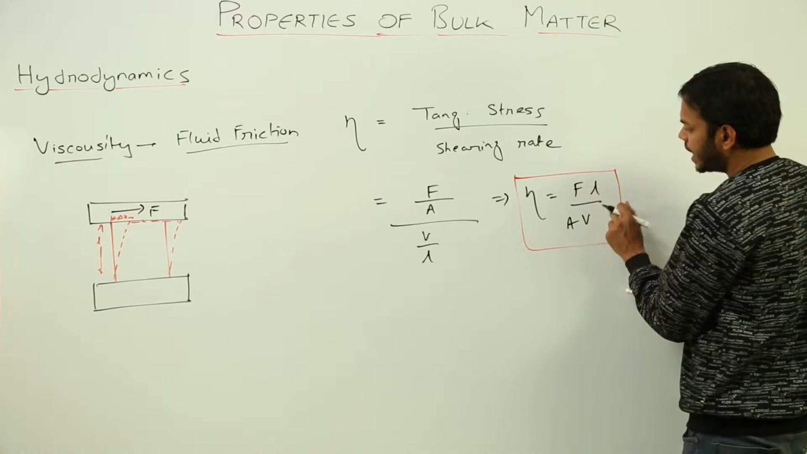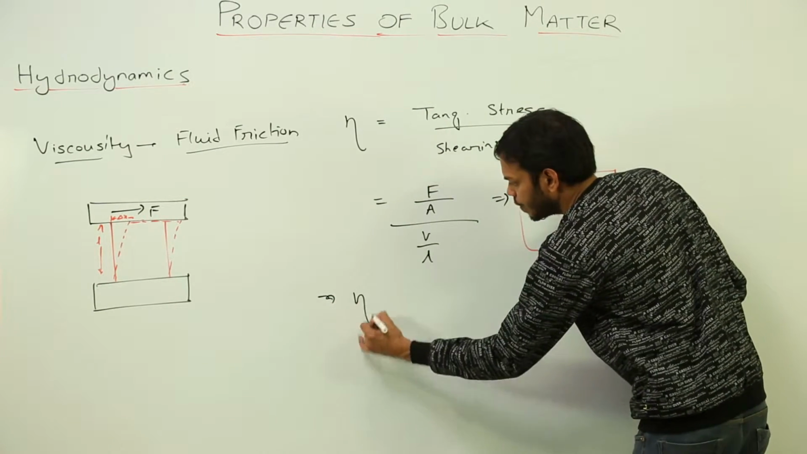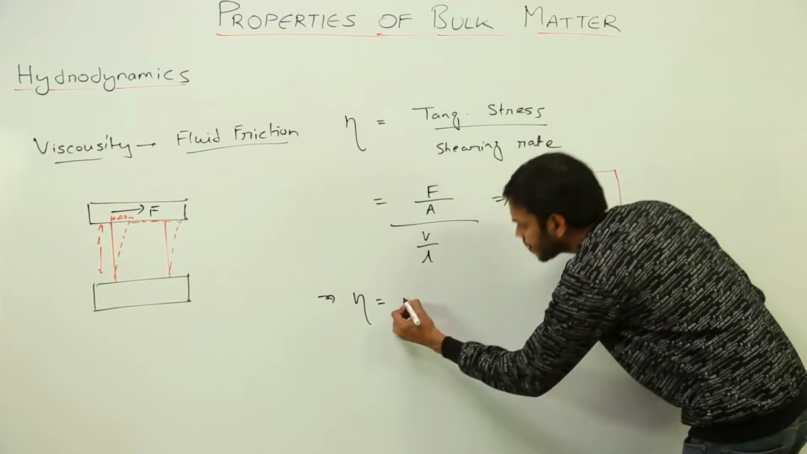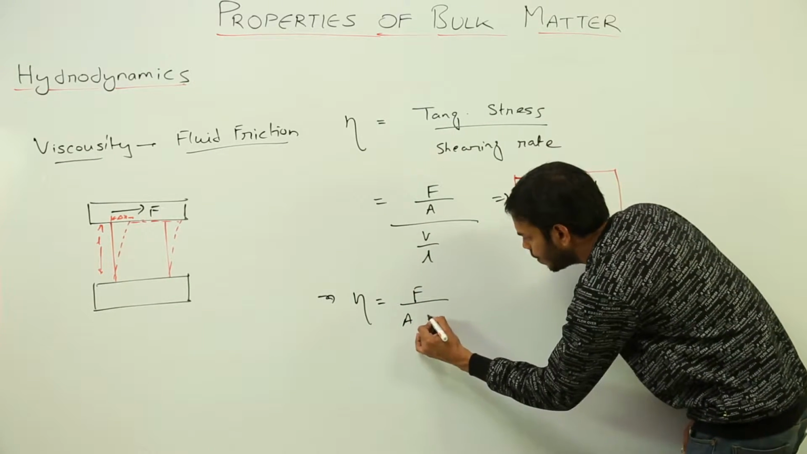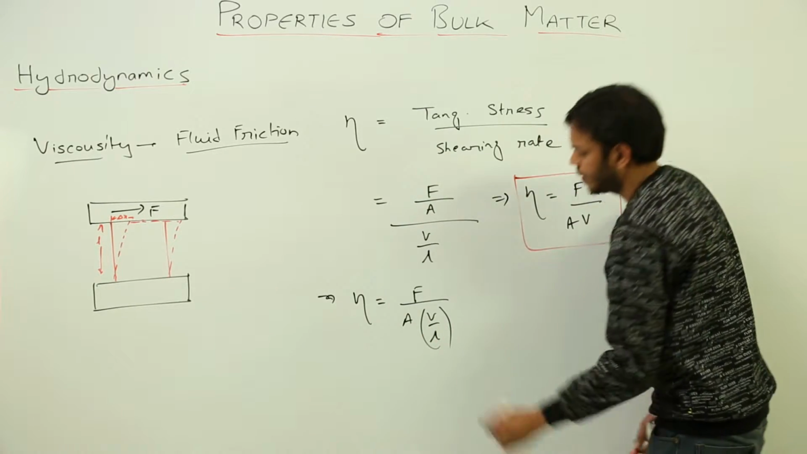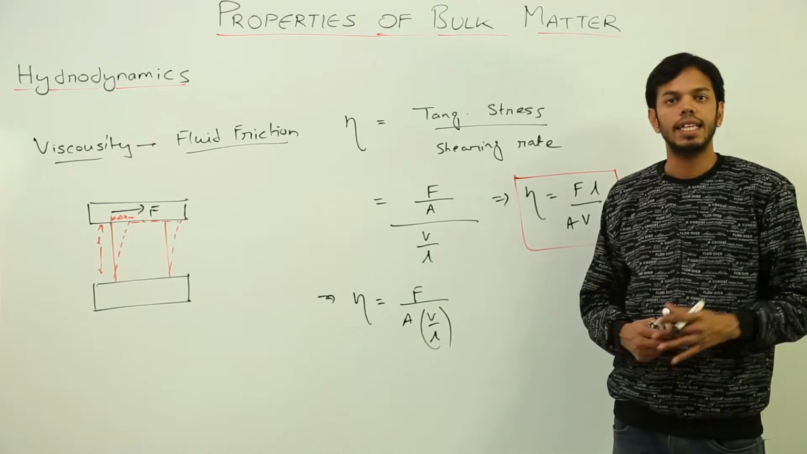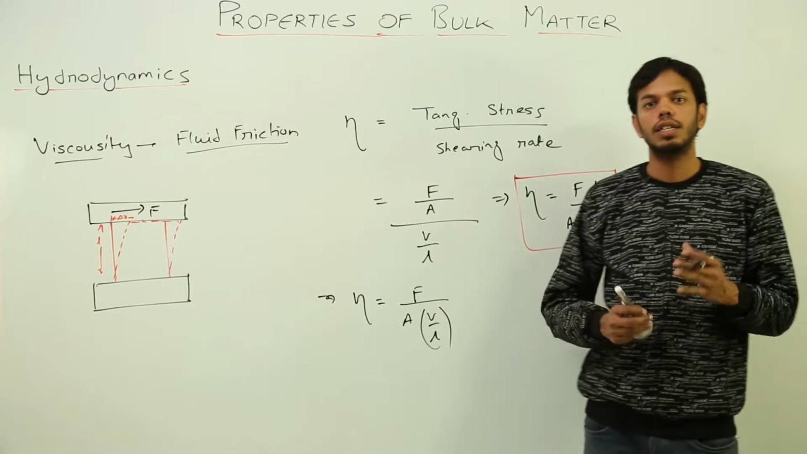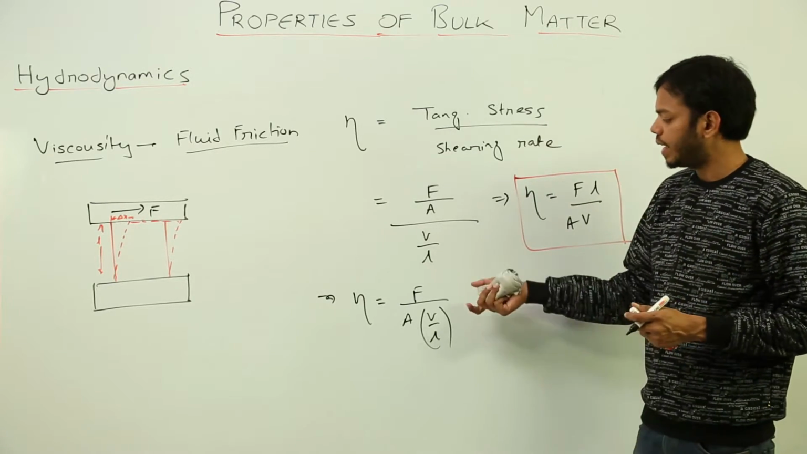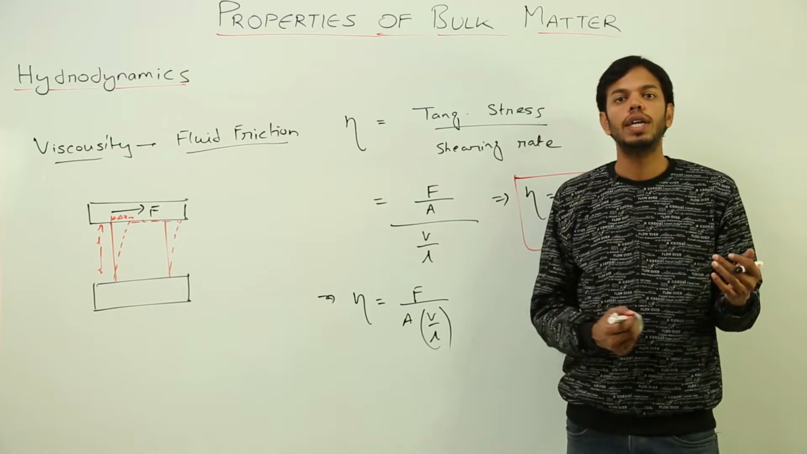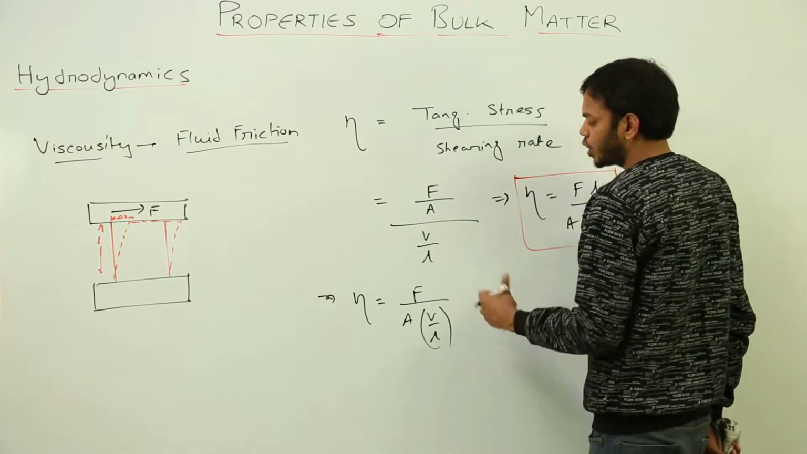Now I can rewrite this formula as viscosity is equal to F over A divided by V by L, right? What is V upon L? Velocity per unit length, that is velocity gradient. We have already discussed a few terms like gradient, curl and divergence. Gradient means a physical quantity changing per unit length. So velocity upon length is velocity gradient.